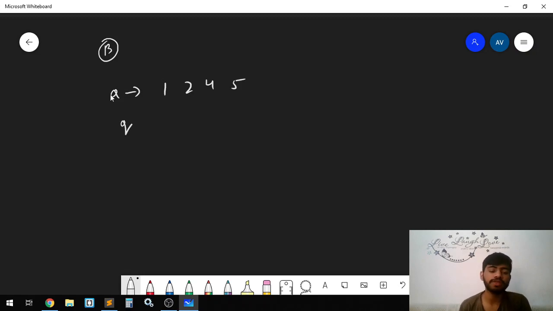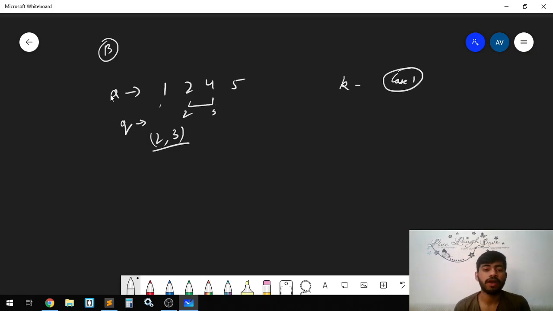Okay, so the first query asks us to find, let us take our query as 2 comma 3. Our first query is 2 comma 3. So when we see how many k-similar arrays are possible, the first case that we get is all numbers smaller than 2. All the numbers smaller than 2 can be replaced with 2, right? So if my smallest number is 2, then the number of smaller numbers than 2 is 2 minus 1.